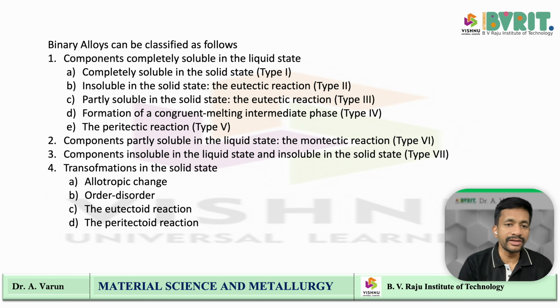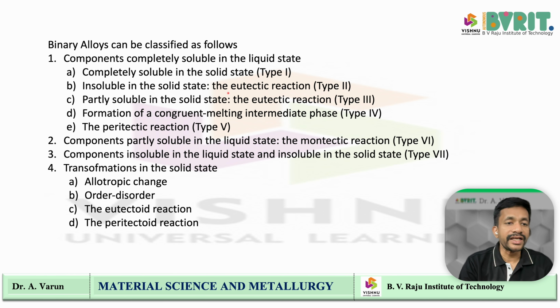The same is represented here, but only the very important ones are stated; the others are neglected. For example, in the binary alloy you have components completely soluble in the liquid state and completely soluble even in the solid state. Liquid completely soluble, solid completely soluble: this is type 1, which is nothing but the isomorphous system. In the second type, you have two components completely soluble in the liquid state and insoluble in the solid state, which is called the eutectic reaction.